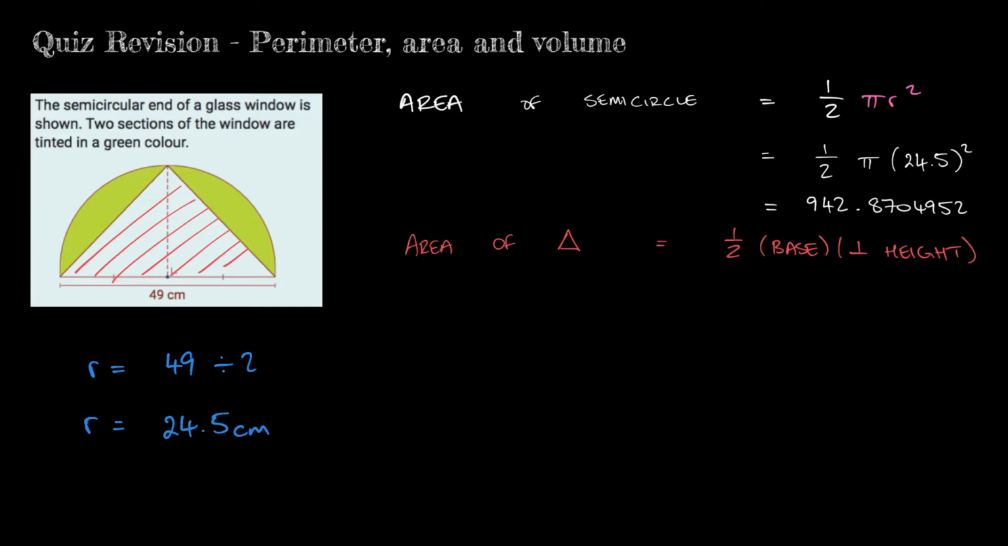The base in this case is the full length of 49, and the height is obviously the radius. So this one is going to be half the base times the height. So half of the base, which was 49, times the height, which was the radius, which is 24.5. We can see that in the question. So if this is a semicircle, this length here is a radius, this length here is a radius, so obviously the perpendicular height is going to be 24.5. So 0.5 multiplied by 49 multiplied by 24.5 gives us 600.25.